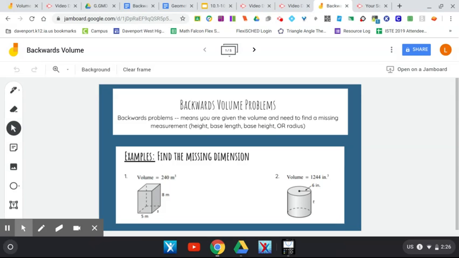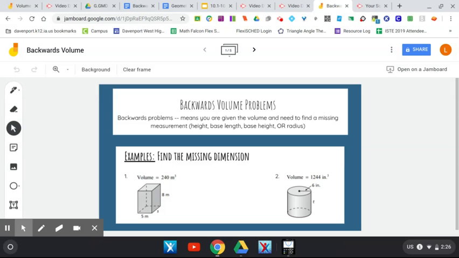What a backwards volume problem means is that you're going to be given the volume and you're going to need to find a missing measurement. So either you're going to be finding the missing height of the solid, the missing base length, the missing base height, or even the radius of something with a circular base. For the first problem, we are going to be finding the missing dimension.